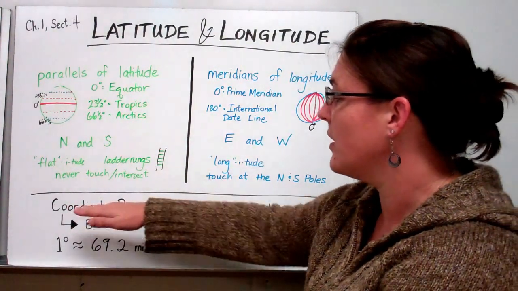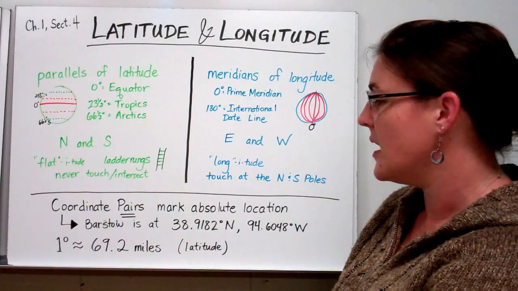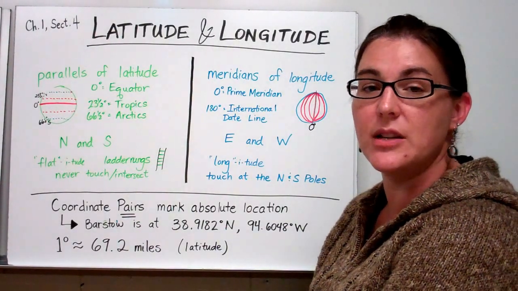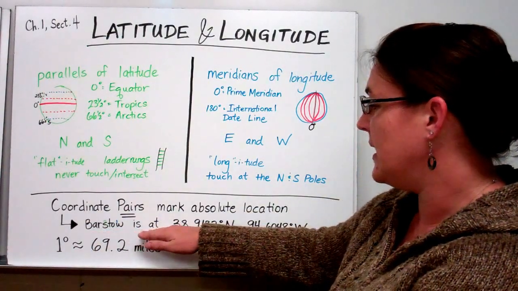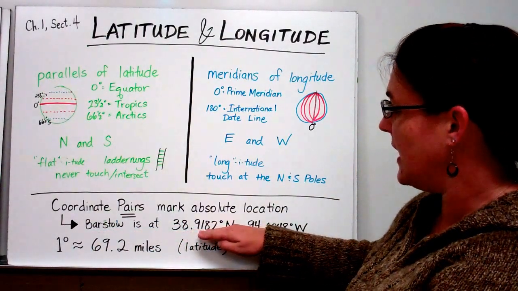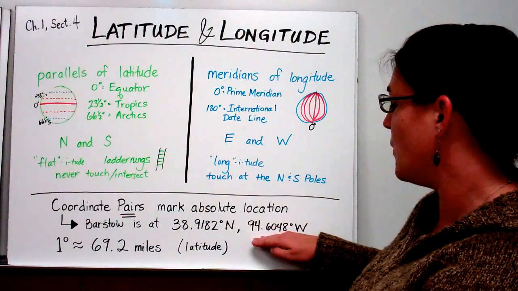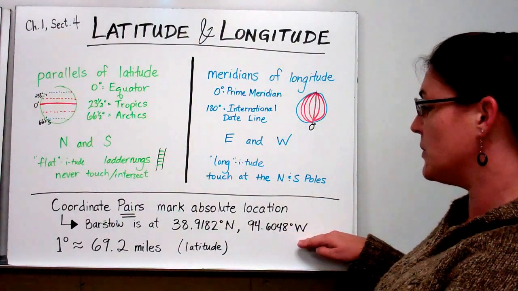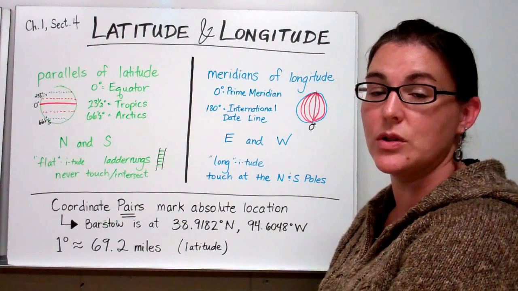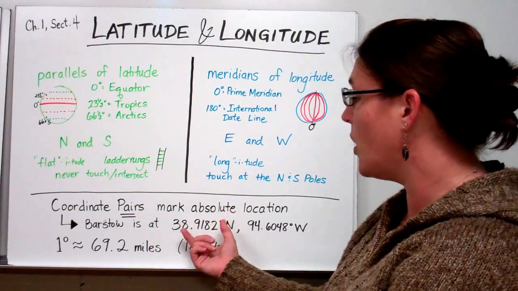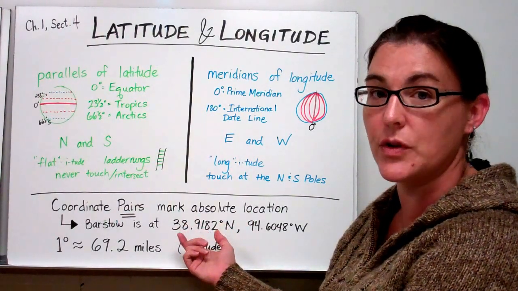When used together, these are called coordinate pairs, and they're going to mark the absolute location of any feature on the globe. For example, Barstow is located at 38.9182 degrees north and 94.6048 degrees west. We can shorten that down to 38 degrees north and 94 degrees west. You always put latitude first.